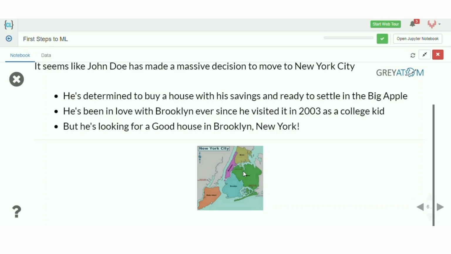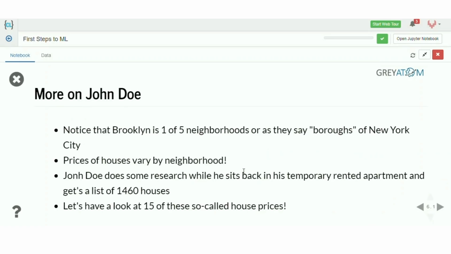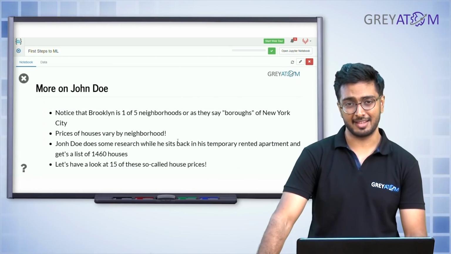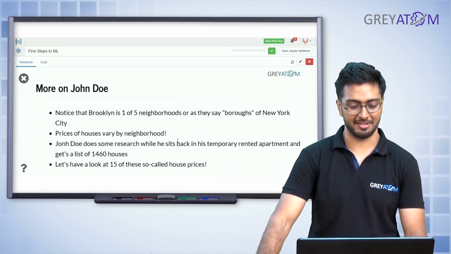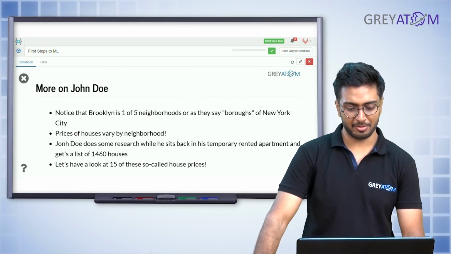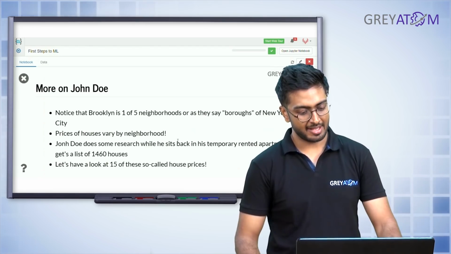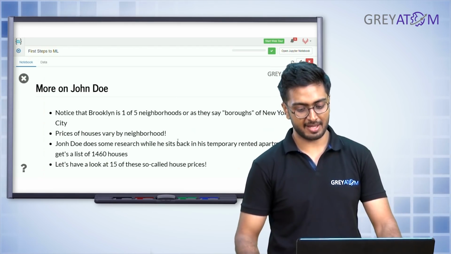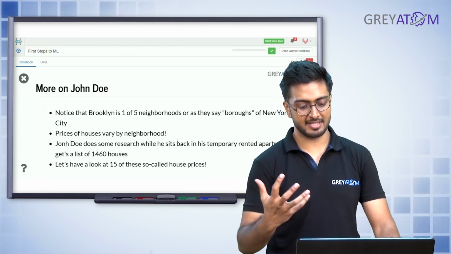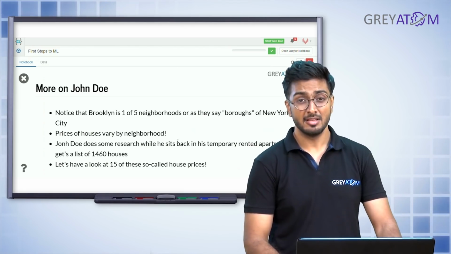And Brooklyn, New York, if you have been there, you probably know that it's a really expensive place to be in, right? Notice that Brooklyn is one of the 5 neighborhoods, or the 5 boroughs, of New York. John Doe does some research while he sits back in his temporary rented apartment and gets a list of 1,460 houses.